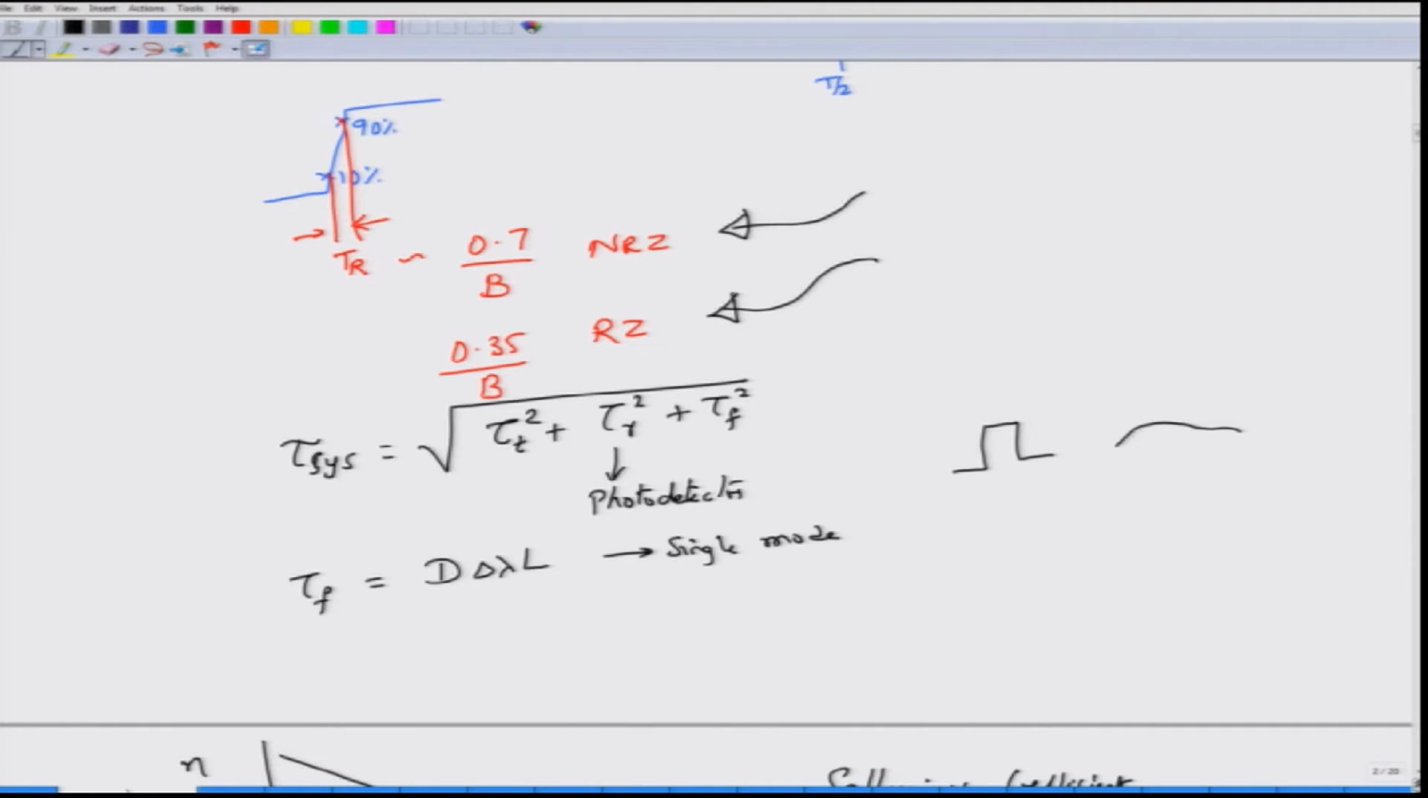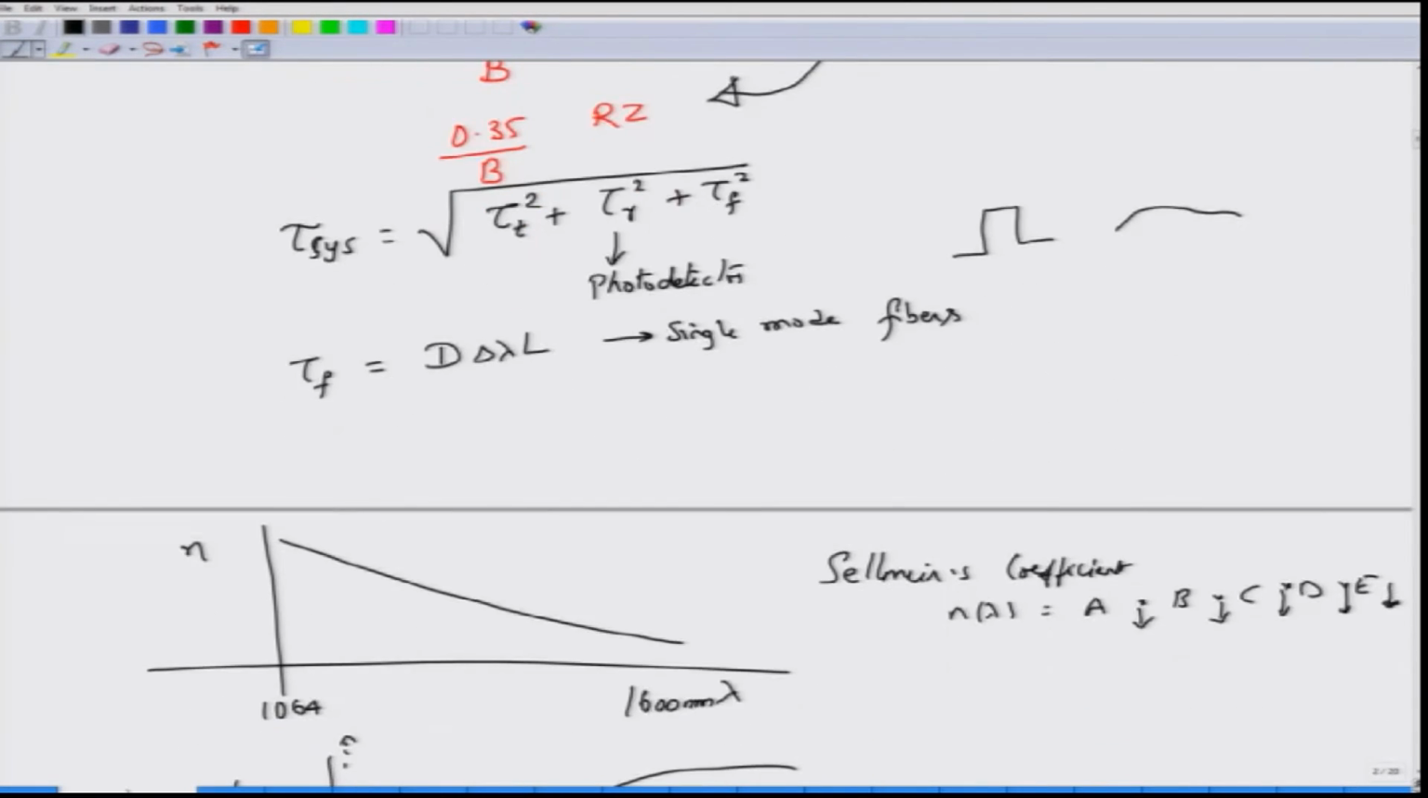Anyway, we will not consider multi-mode delay. For us single mode fibers are more than sufficient. So, for single mode fibers the pulse spreading is given by D into delta lambda into L. So, you can substitute that into this expression. Okay. Let us consider a typical example and then see what happens.